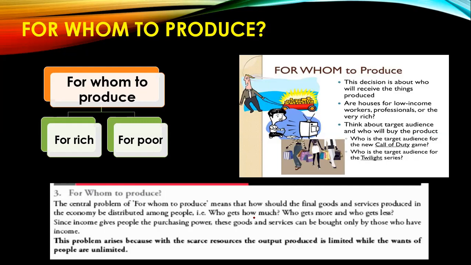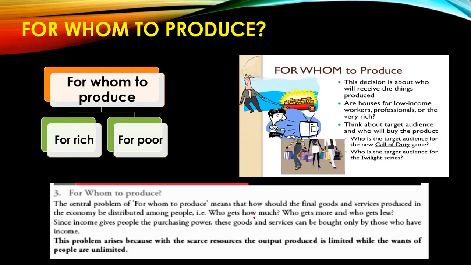We have different strata of people in a society, right? Rich people, poor people. We need to decide whether we need to produce for the rich or for the poor. If we produce for the poor, good, more people will be able to afford the goods. However, we will not be able to meet the international standards or to improve the standard of living, because rich obviously want good and expensive commodities.